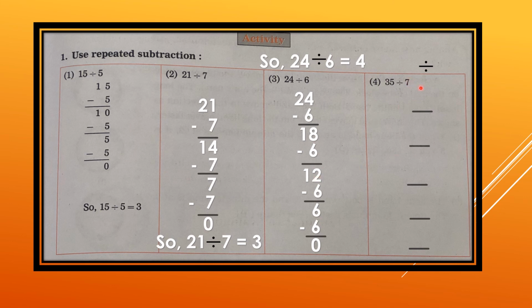Let's see 35 divided by 7. 35 minus 7, 28, minus 7, 21, minus 7, 14, minus 7, 7, 7 minus 7, answer is 0. So how many times have we done it? 5 times. Once, twice, thrice, 4 and 5. So 35 divided by 7 is 5, or you tell your 7 times table till you reach 35. You will get the answer as 7 5s are 35.